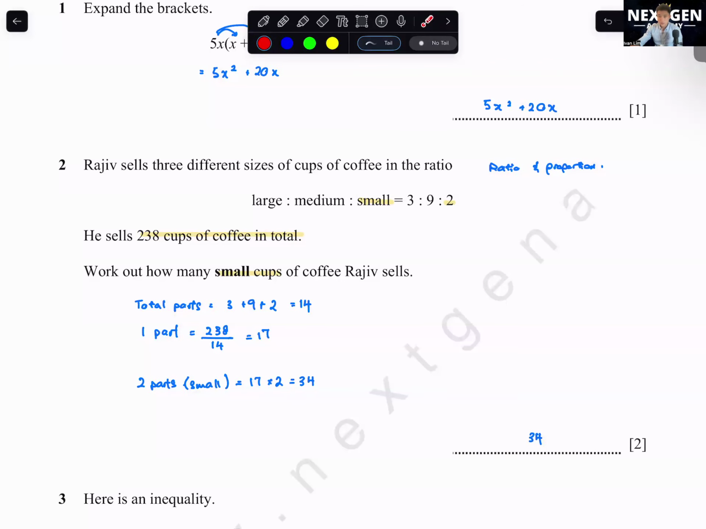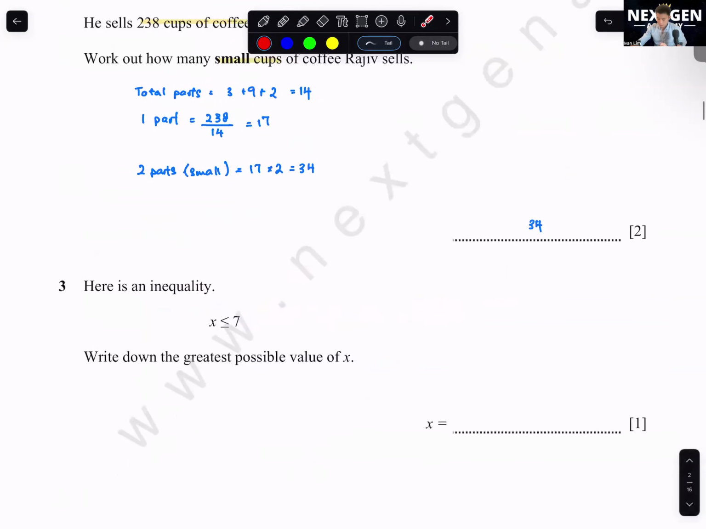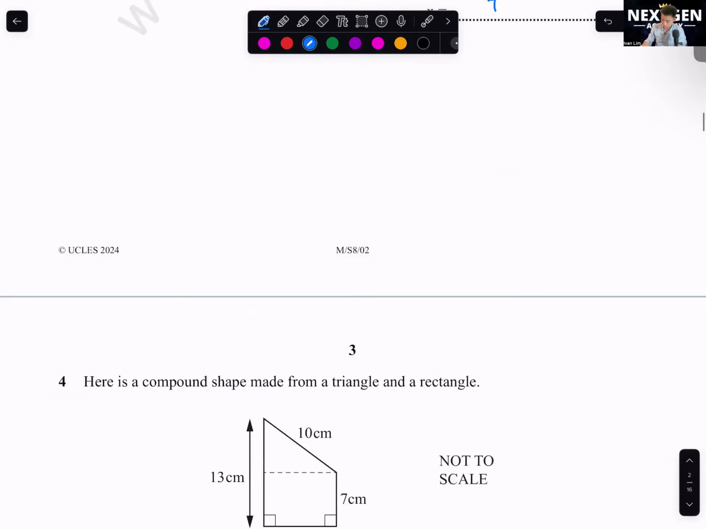Let's go to the next one. Number 3. Here is an inequality. Write down the greatest possible value of x. This one no calculation needed. What's the answer? Greatest possible value of x. How do we understand this? x less than or equal. Less than or equal. So the greatest value is 7. No calculation needed. Let's go to the next one.